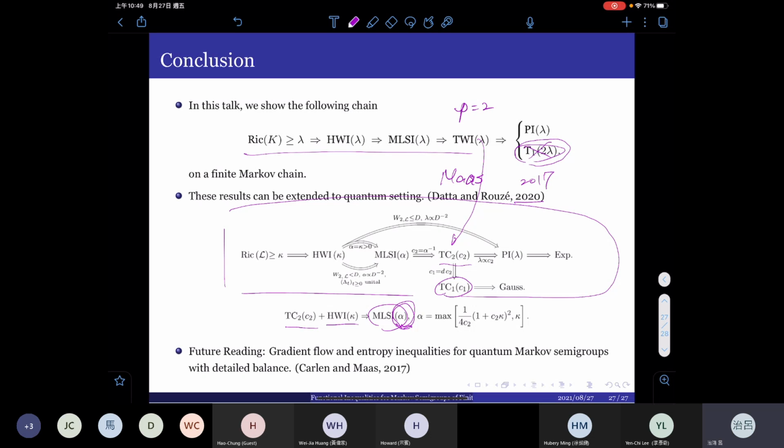And the third is our future reading. We may read this paper because it is based on the quantum setting of Markov semigroups. So maybe some interested reader can see this paper. And this is our conclusion. Thank you.